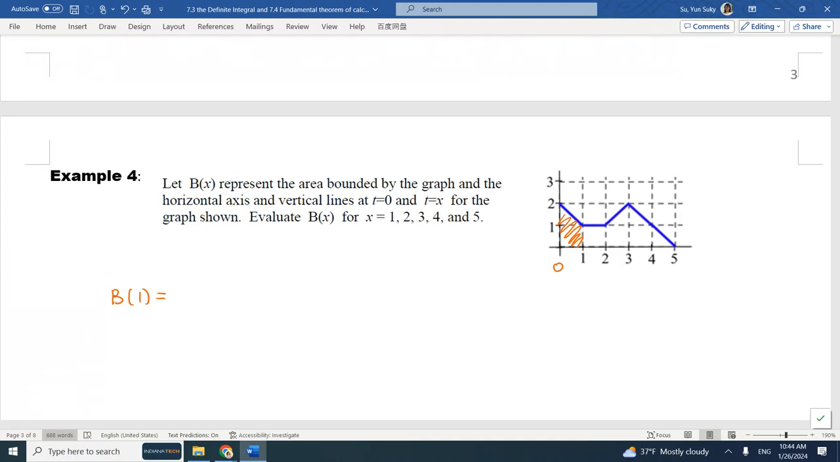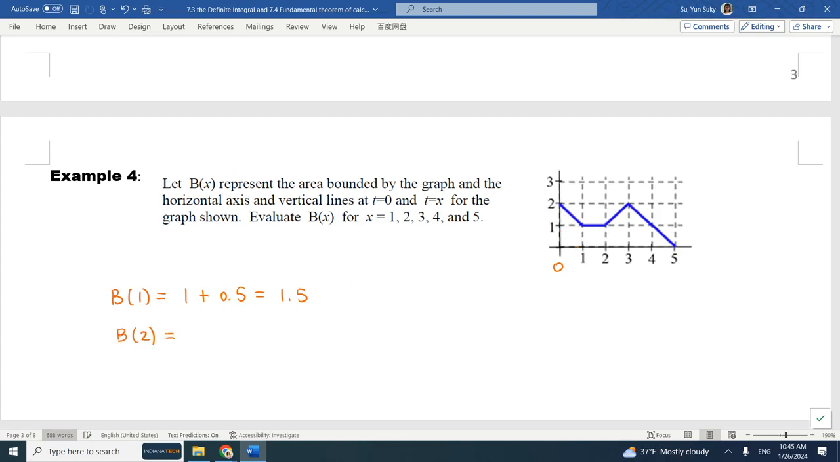So we have a square and a triangle. What's the area of this square? What's your width? What's your height? 1 times 1, so this square is 1. How about this triangle? What's the area of the triangle? 1/2 times 1 times 1 is 1/2. So we got B of 1 is 1 plus 0.5, which is 1.5. Is that okay, everybody? Okay, next.